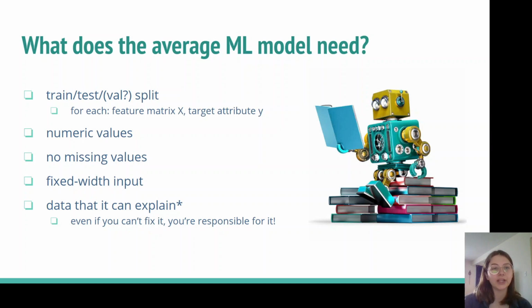And then for each train, test, and potentially validation set, you would need a feature matrix X, which is all of the attributes that you will use to predict what we want to predict.